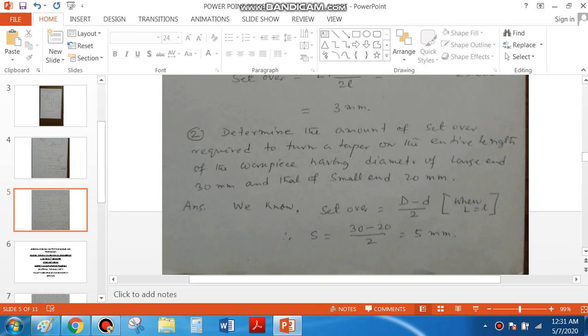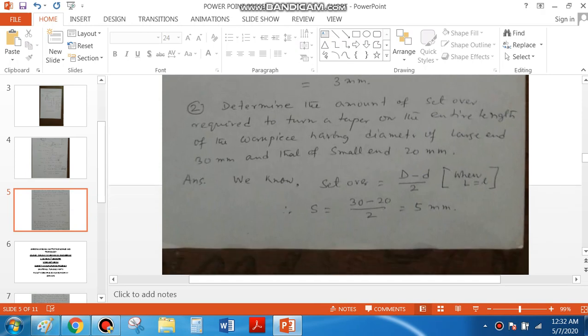The next problem says determine the amount of set over required to turn a taper on the entire length of the workpiece, having a large diameter of 30 millimeter and a small diameter of 20 millimeter. So it is a very simple problem. We know that when the full length taper is there, the set over is (D minus d) by 2. So S is (30 minus 20) by 2, and it is 5 millimeter.